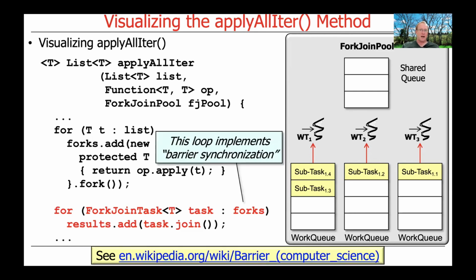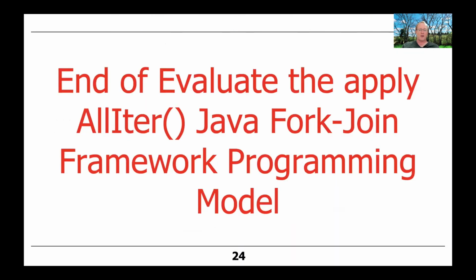You can basically think about this second loop as a barrier synchronizer, as we've mentioned before. So that's the end of an overview of the applyAllIter method. This one is very simple to program and relatively easy to understand, but it has a lot of work stealing, and therefore, as we'll see when we look at the results later, doesn't perform as well as we might want, especially relative to other ways of doing things.